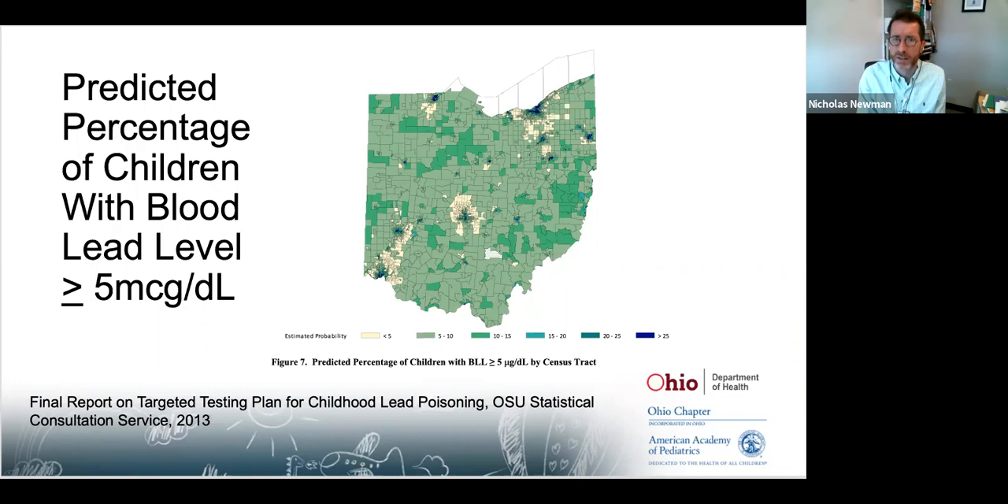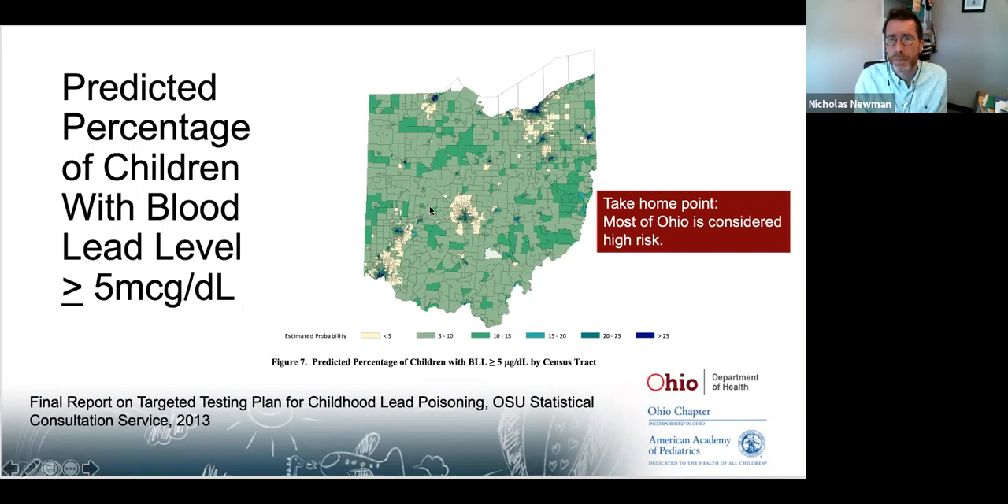I think one of the problems we run into is that we don't necessarily think the problem pertains to you or to your patients, and is it worth the bother? I would say that if it's a high risk zip code, the law says that you need to do it. Next slide, please. So the take home point is that most of Ohio is high risk.